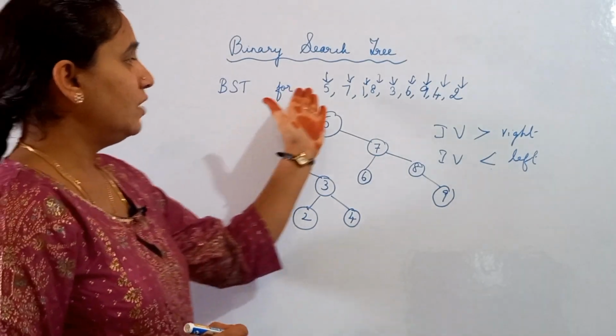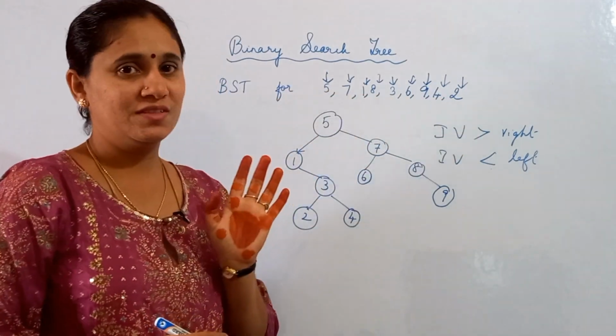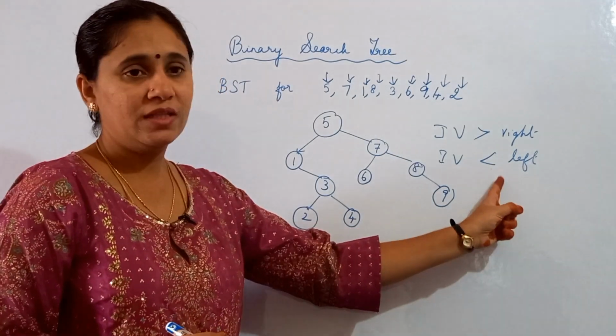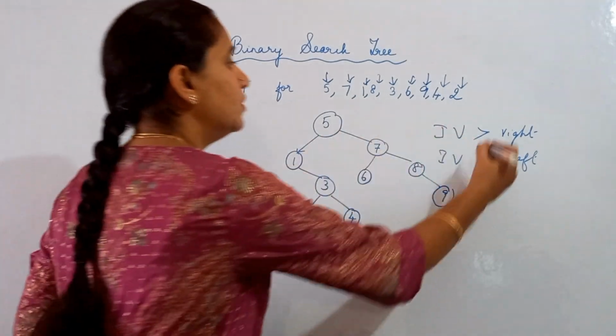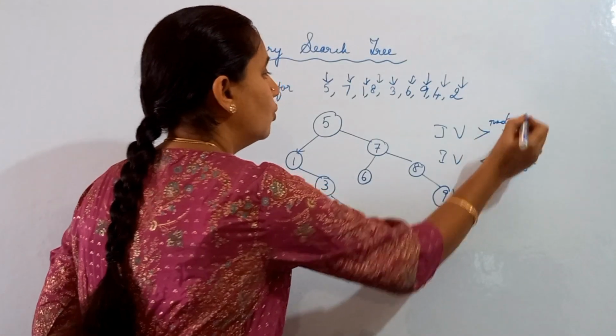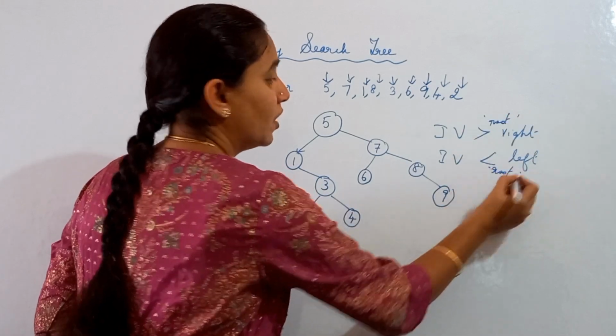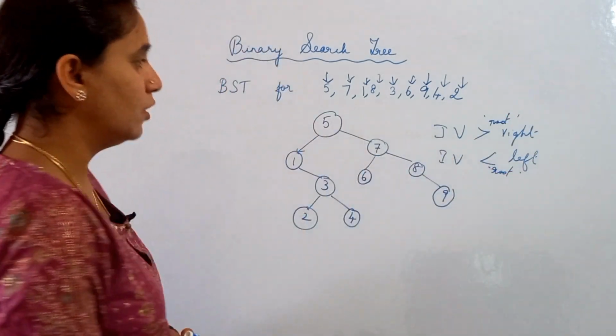So friends, if you see, we have inserted all the nodes. Okay, are you all clear? For each and every level, I have to apply this condition: incoming value is greater than the root node or incoming value is lesser than the root node. Very important point, please make a note.